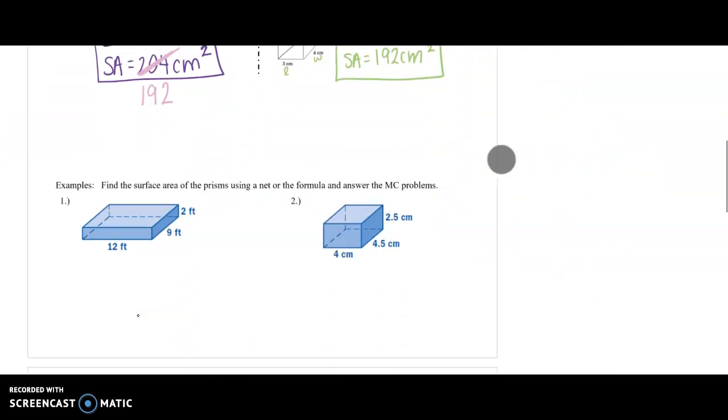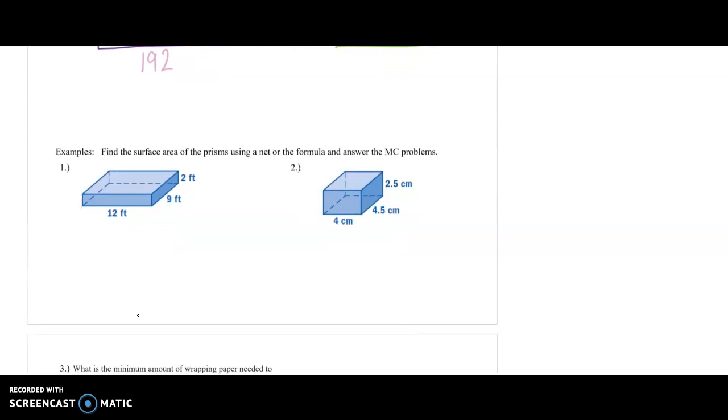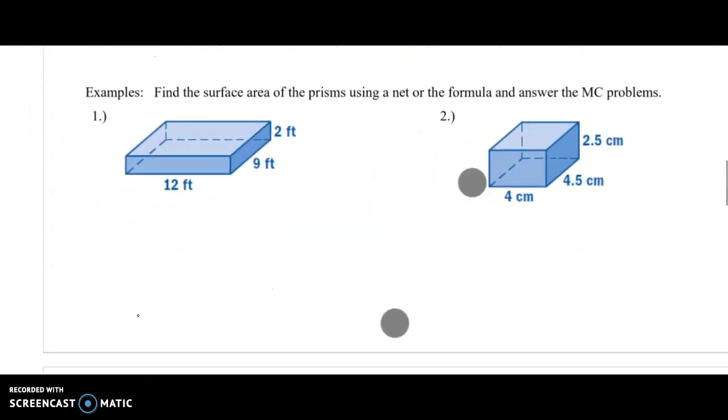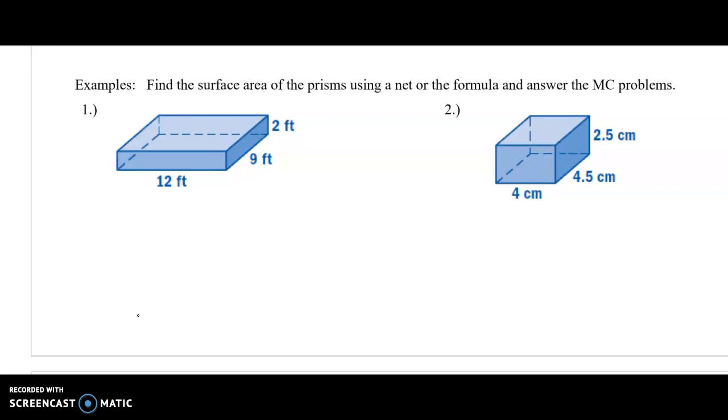Okay, so let's look at some examples. We're going to find the surface area of the prism using a net or the formula. I'm going to do the formula. If you prefer the net, you are more than welcome to. Okay, so we have length, we have width, we have height. So I'm just going to use the formula.